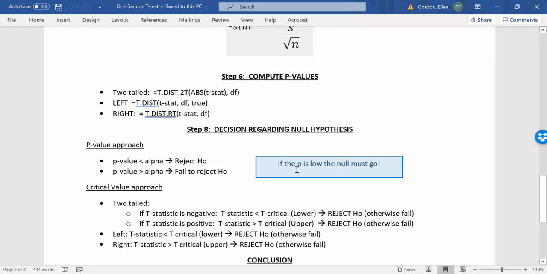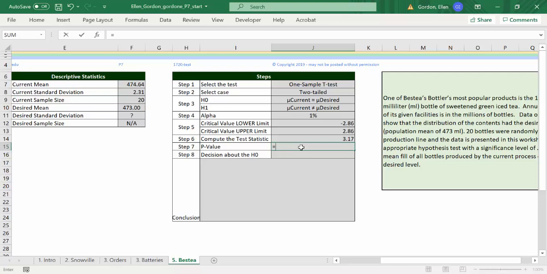The next step is to compute the p-value. This determines the probability or the percentage associated with our test statistic. We're conducting a two-tailed test, so we'll use this function. The function is T.DIST.2T, and then for x, we're going to take the absolute value of our test statistic, so we use the ABS function, and then we have degrees of freedom, which is our sample size minus 1.